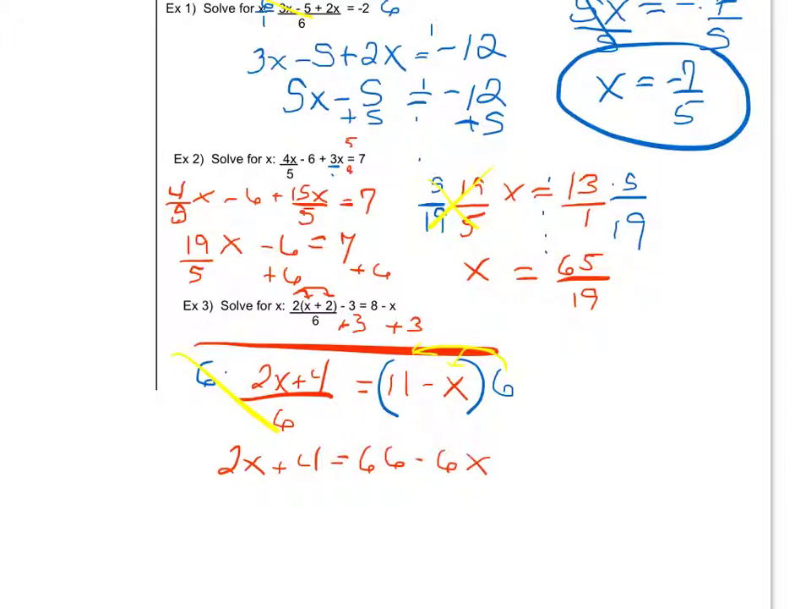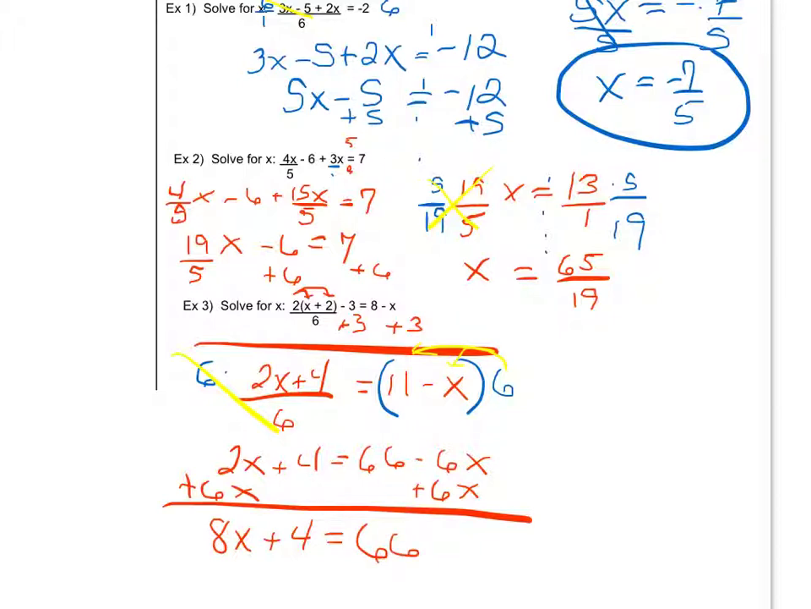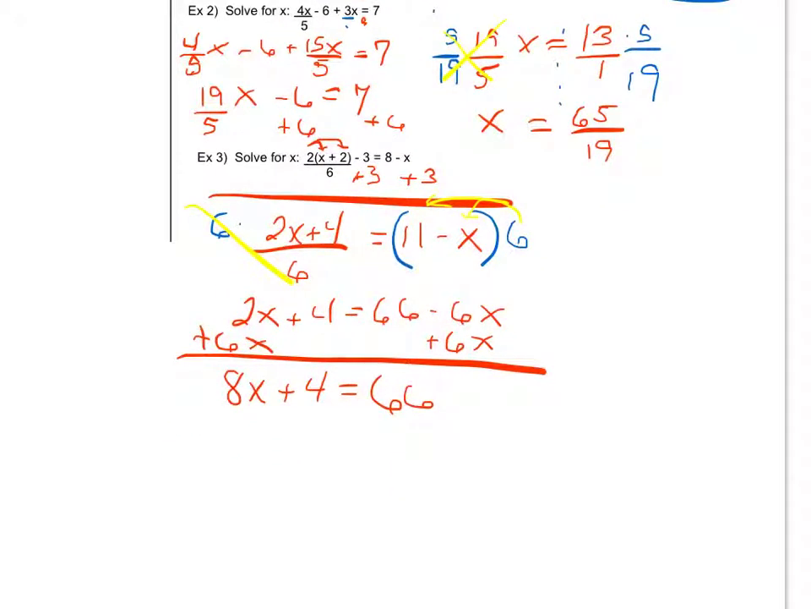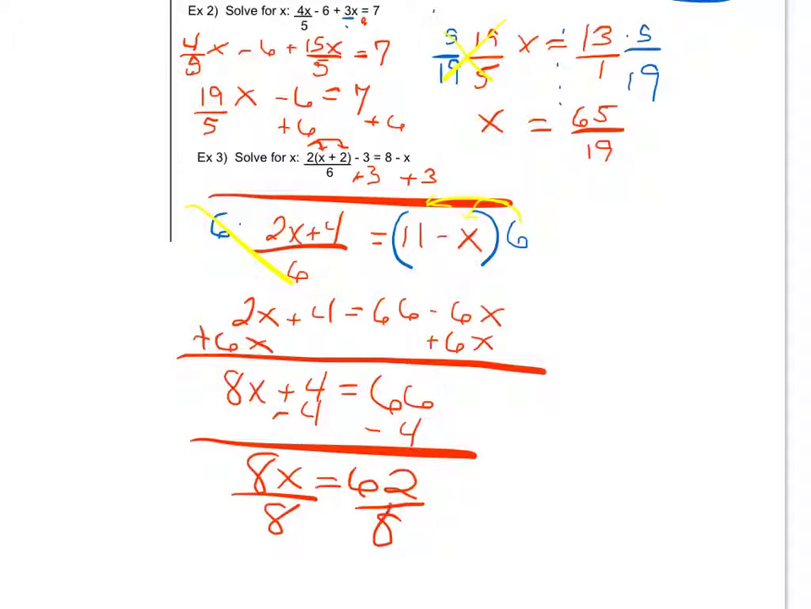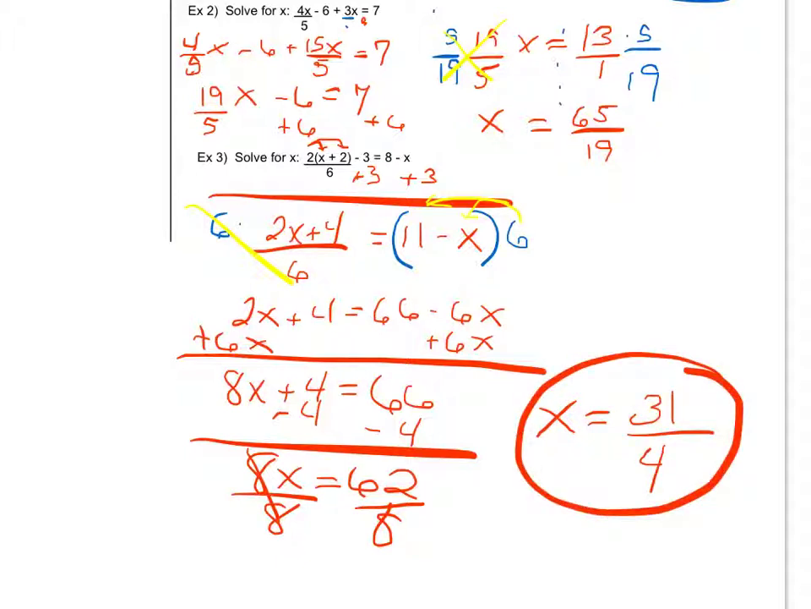Now from here, I do not want to have a variable on both sides. I only want it on one of the two sides. So I'm going to add 6x to both sides. I could also have subtracted the 2x if I wanted, giving me 8x plus 4 equals 66. I'm going to subtract 4, giving me 8x equals 62, and divide by 8, giving me a final answer of x equals, since 62 and 8 are both even, I'm going to divide both of them by 2, and I get 31 over 4 as a final answer.